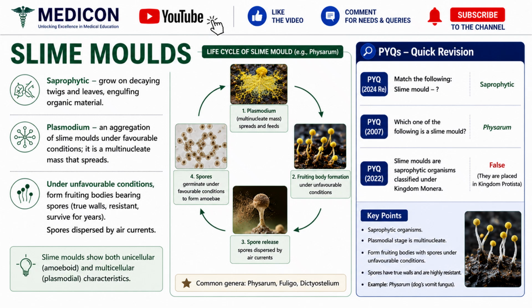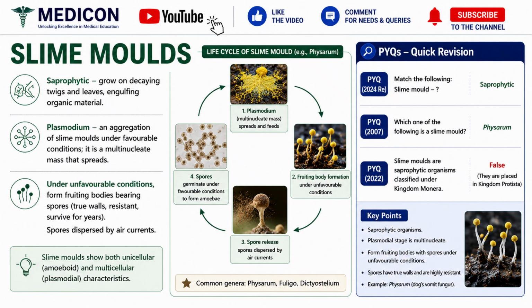Slime molds show both unicellular amoeboid and multicellular plasmodial characteristics. Common genera are Physarum, Fuligo, and Dictyostelium. So you have to repeat after me and learn it by heart now itself. The common genera that come under the slime molds are Physarum, Fuligo, and Dictyostelium.